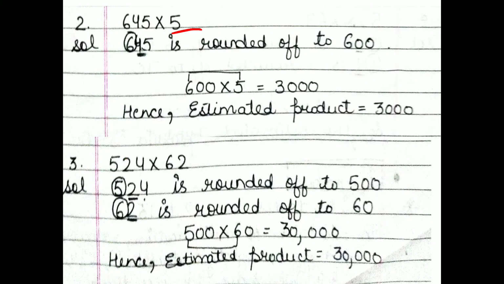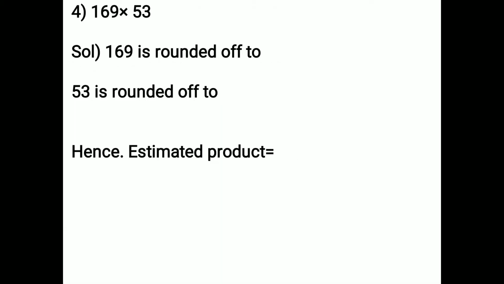So you write, hence estimated product is 30,000. Clear? Now students, we do the fourth one: 169 into 53. We will find out the estimated answer. So firstly I will round off 169.